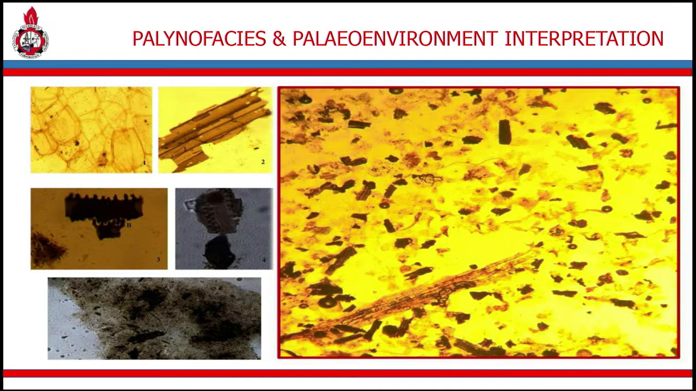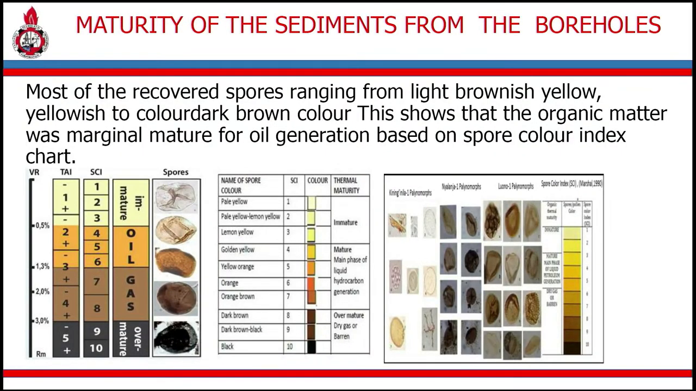At the bottom, we have amorphous organic matter, which is indicative of the low energy deposition environment and the anoxic environment. This material also can be used to characterize the deposition environment and also kerogen typing. For maturity of the sediment, we use spore color index to determine the maturity, and the most recovered spores range from brown to yellow in color, and that is marginal maturity.